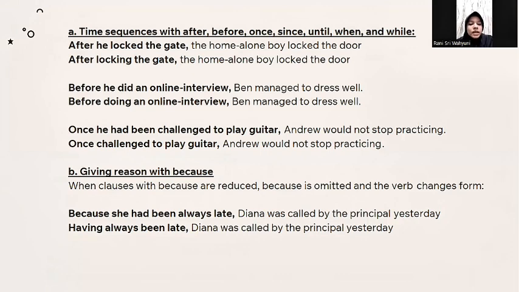Once he had been challenged to play guitar, Andrew would not stop practicing. Once challenged to play guitar, Andrew would not stop practicing.